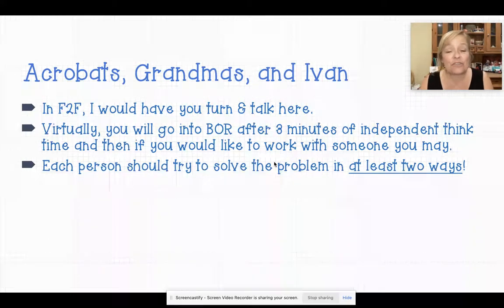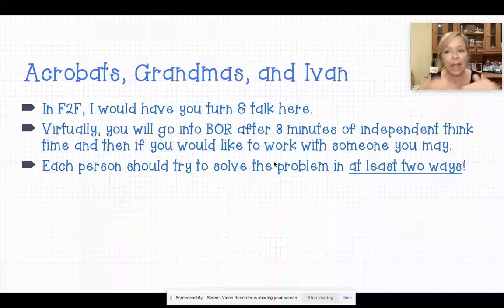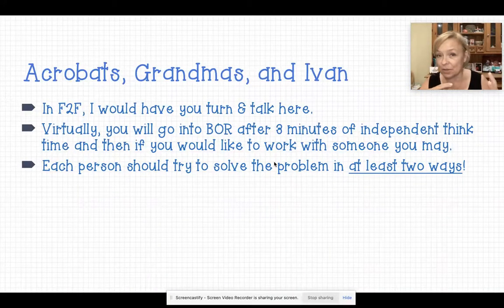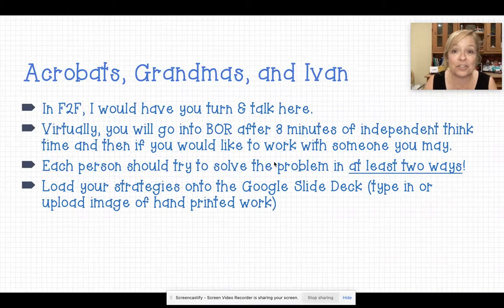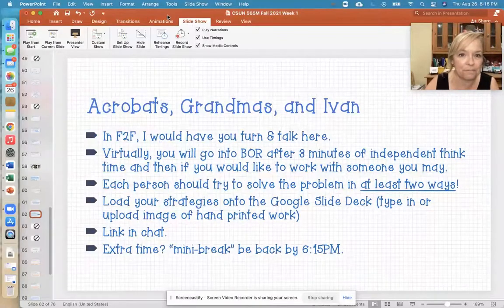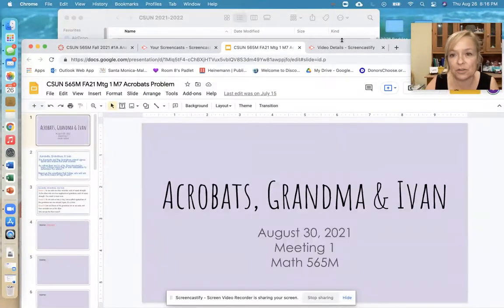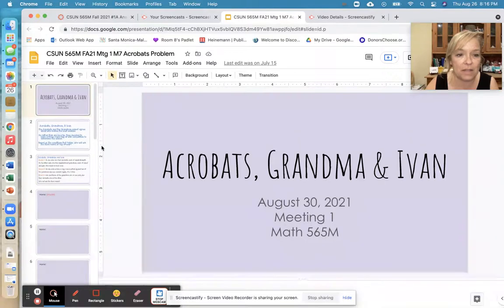Each person should try to solve the problem in at least 2 ways. All right. Can you go and look at what other people are doing on the Google Doc if they're populating their slides? I don't have a problem with that, but please try and do your own thinking. Load your strategies onto the Google slide deck. And I'm going to put that link in the chat right now for you. Actually, I won't put it in the chat. It's in your document that has all the links.